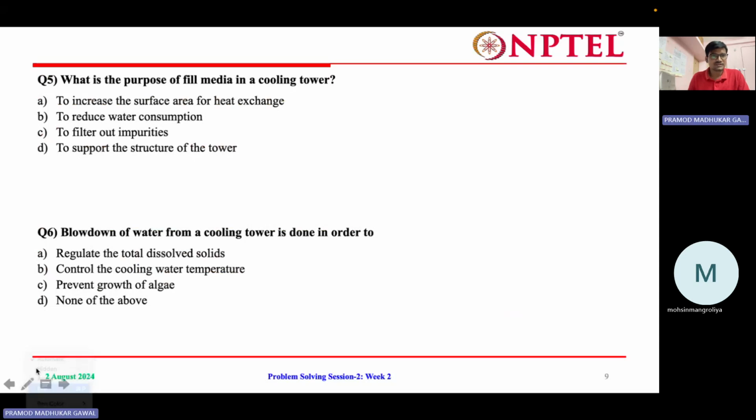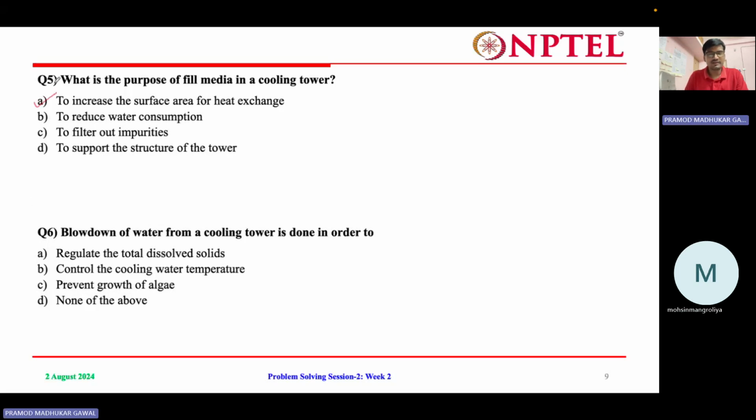Next question: what is the purpose of the fill media in cooling towers? The options given: to increase the surface area for heat exchange, to reduce water congestion, to filter out impurities, to support the structure of the tower. You can tell the answer. It may be, sir, to increase the surface area for heat exchange. Right, yes.